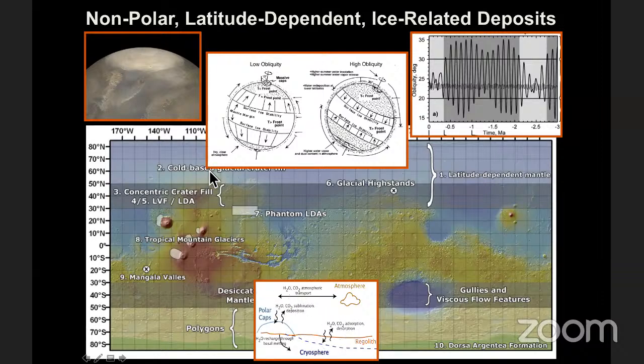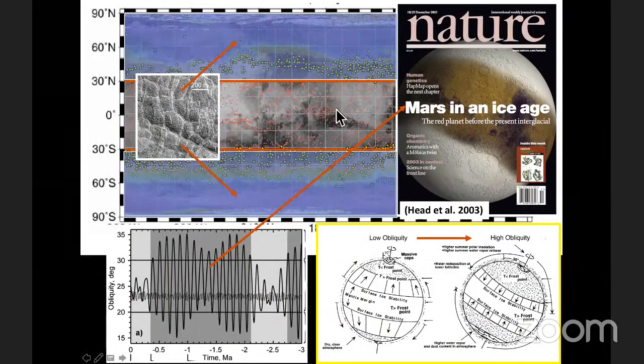So we go and we look for evidence of nonpolar latitude-dependent ice deposits, and they're all over the place and they have different ages. So let's start with this most recent period here. And in fact, when we take a look at the details, we find in this period you can see very few craters on these deposits. Most of Mars has a thin, tens of meters thick, latitude-dependent mantling deposit, which we interpreted to be related to these obliquity excursions, which mobilized polar ice and deposited it in lower latitudes towards the equator. And this is a paper we published in 2003 with that hypothesis.